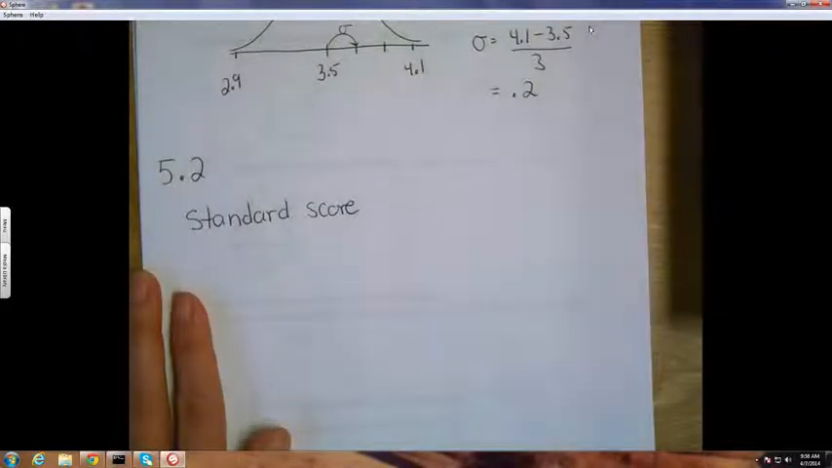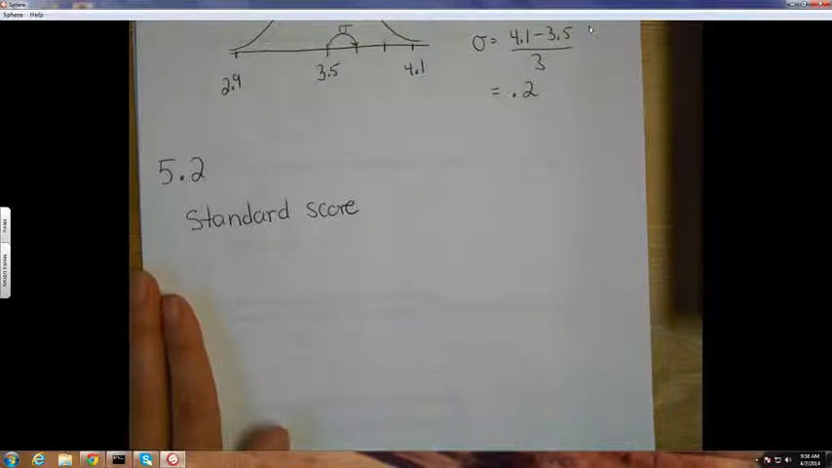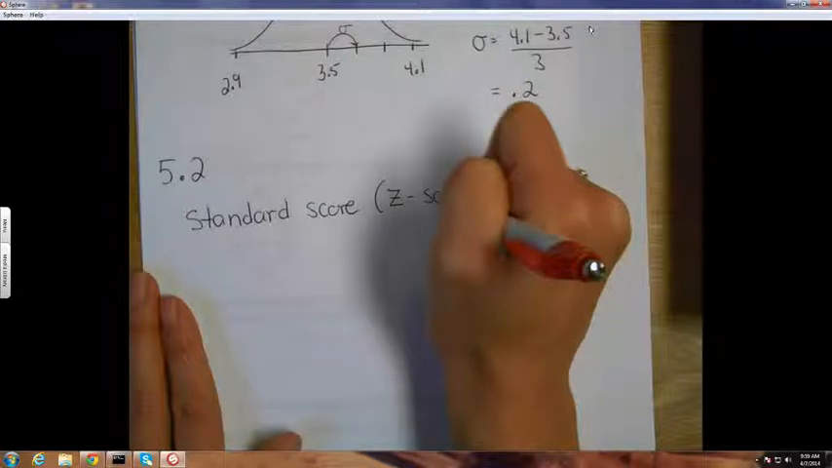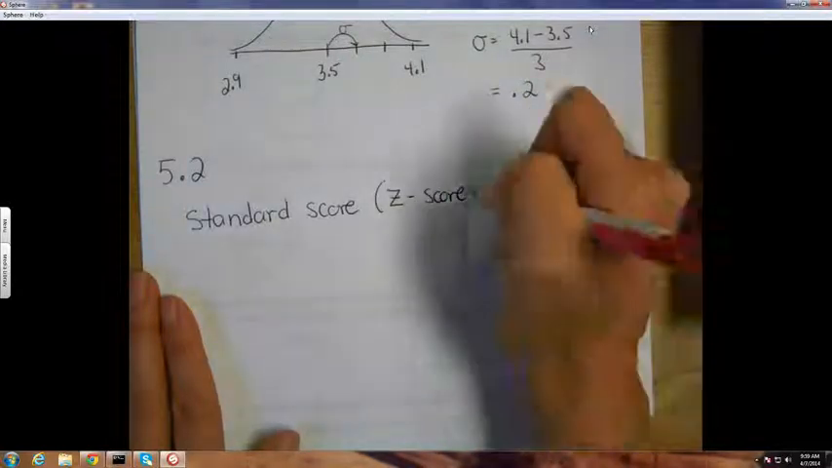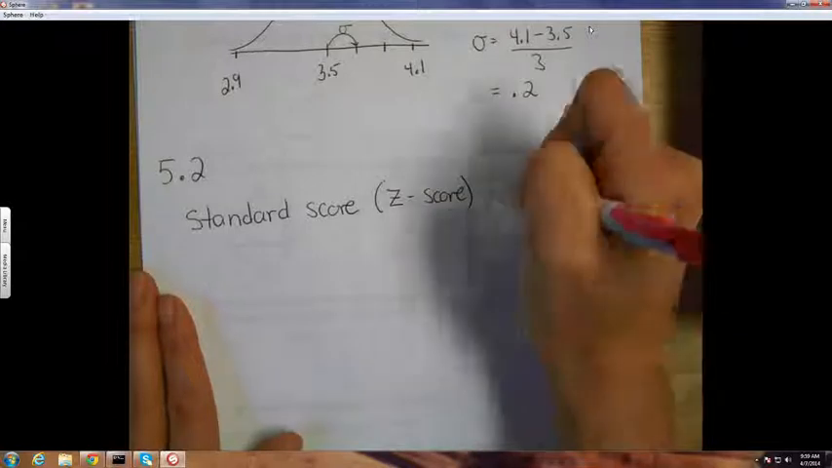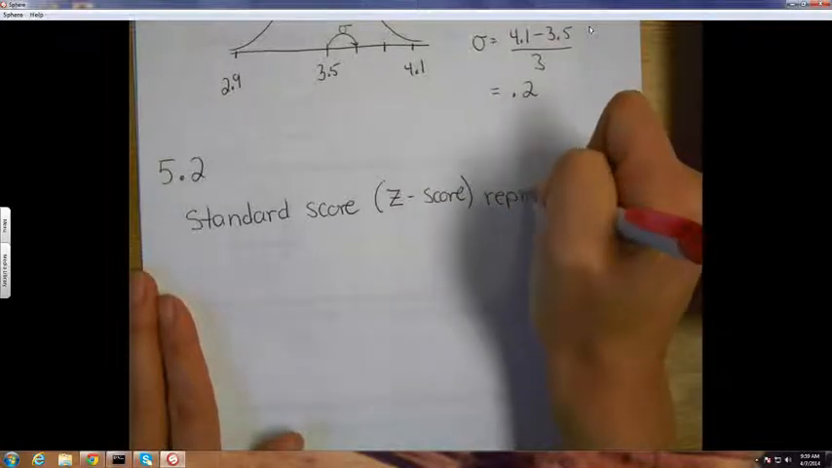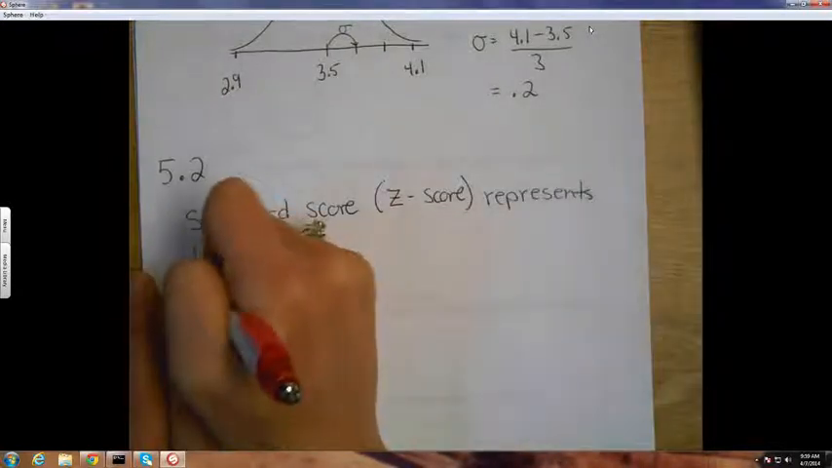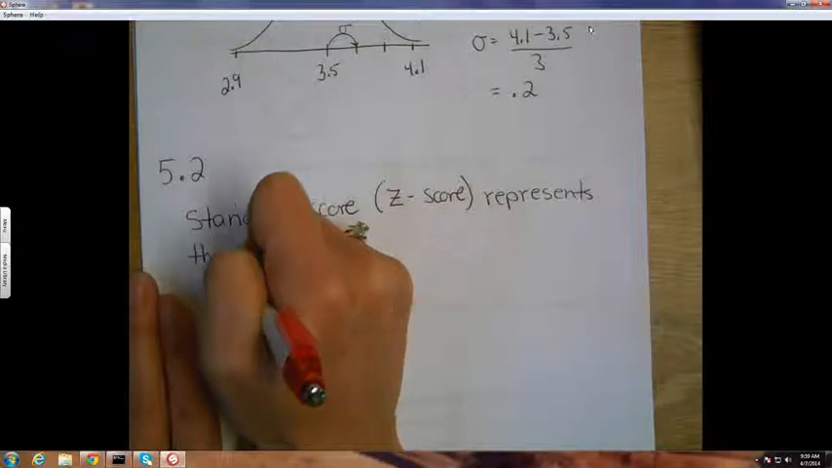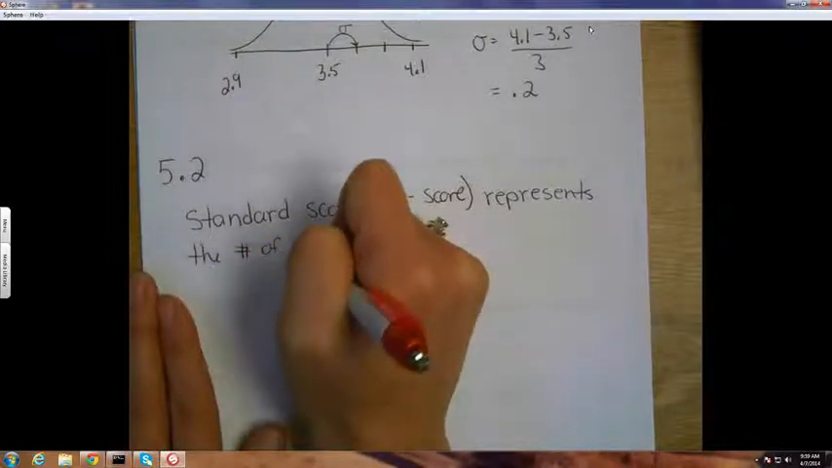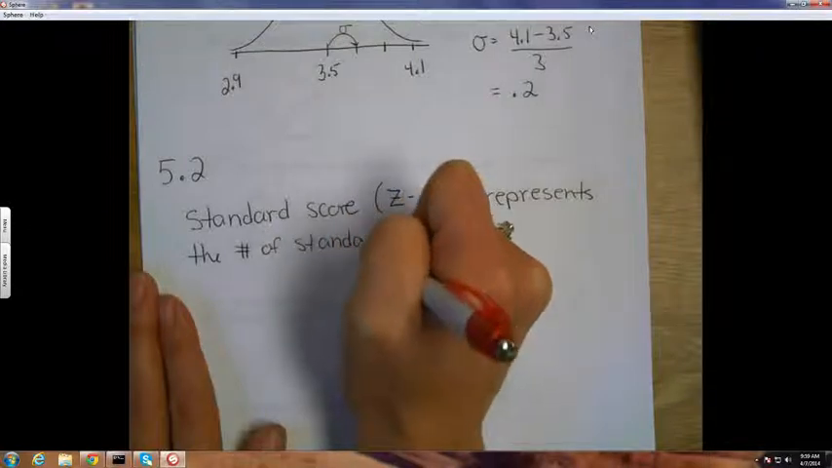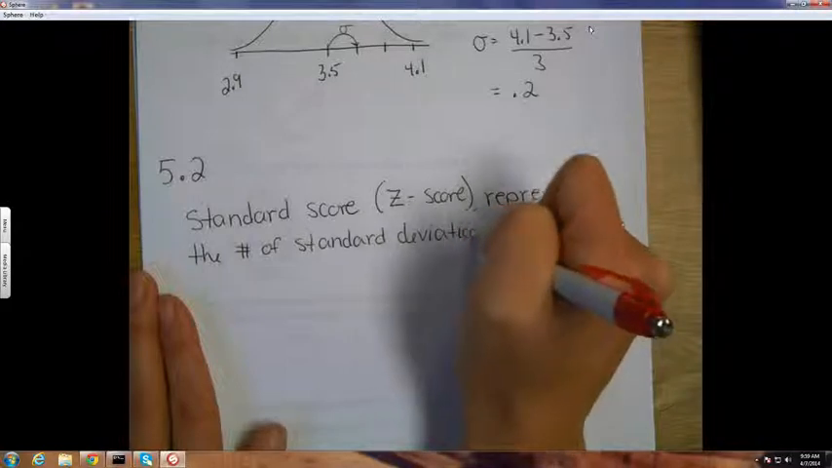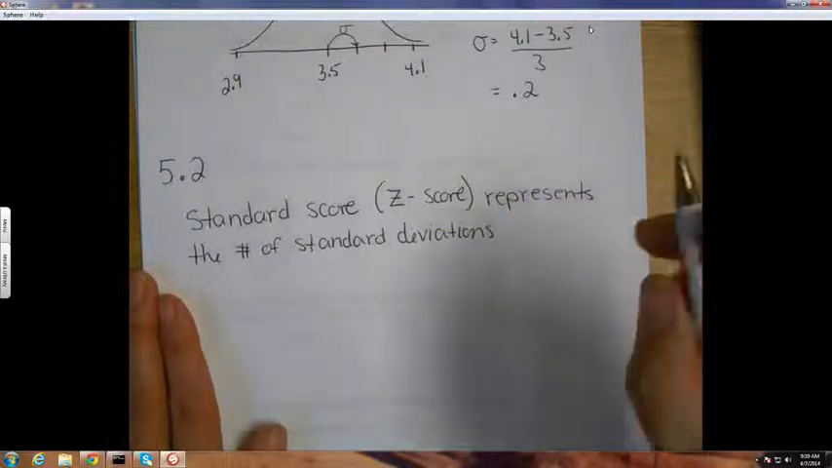Standard score is called a z-score. Why? I don't know why they use z. Kind of like it though. We hardly ever use z. A z-score represents the number of standard deviations away from the mean.